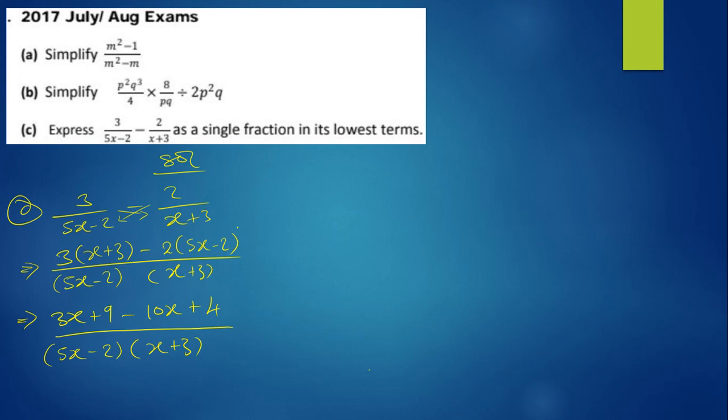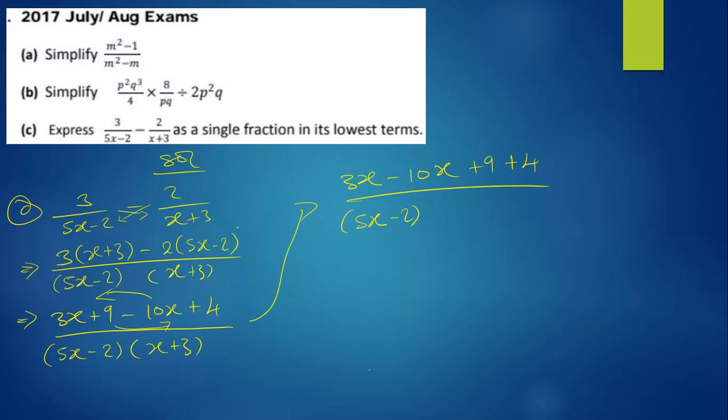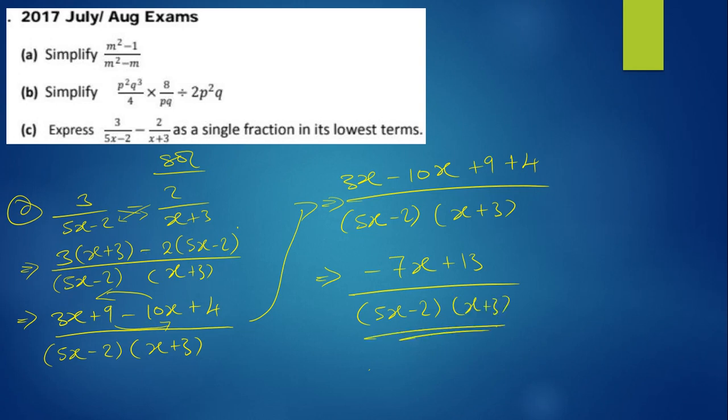And then here, like terms, so you know that 3x and negative 10x will move together, and then this positive 9 will move with 4 like that, because those are like terms. So after moving to look like this, we're going to have 3x negative 10x like that, and then you're going to have positive 9 and positive 4 like that, over 5x minus 2 and x plus 3 like that. And then down here, when you subtract 3x minus 10x, you're going to have negative 7x. Then 9 plus 4, that's 13, over 5x minus 2, and then x plus 3 like that. Then you're done. As simple as that.